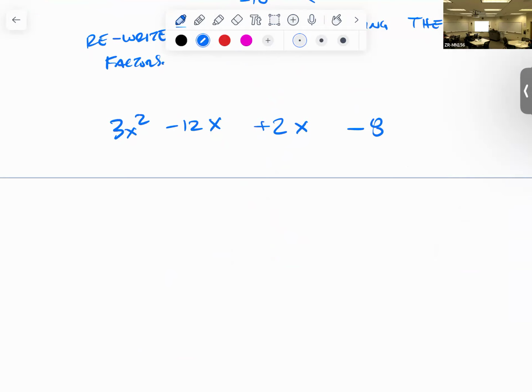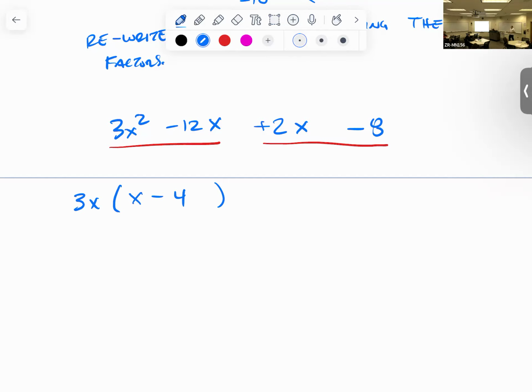Now, here's the really good news. I have 4 terms. What did we just learn about how you factor 4 terms? Separate the 2 and 2. Grouping, 2 by 2 grouping. So, of the first 2 terms, what's the greatest common factor? 3x. And what does that leave? X -4.